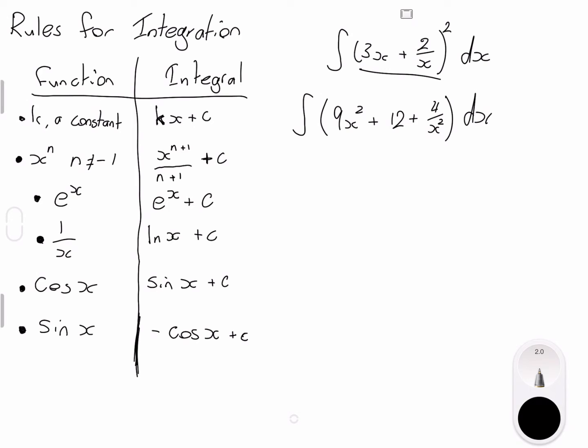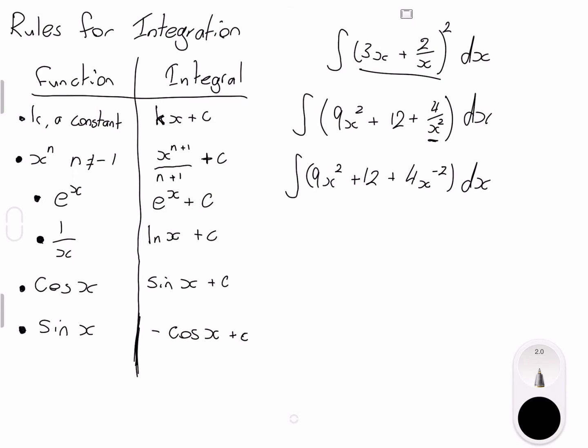Now, we've still got one little part here, the 4 over x squared. Well, we've got to rewrite that so we're all on one single line. So we're going to have 9x squared plus 12 plus 4x to the power of minus 2. Now we can go through and integrate all of this, find the antiderivative of it.